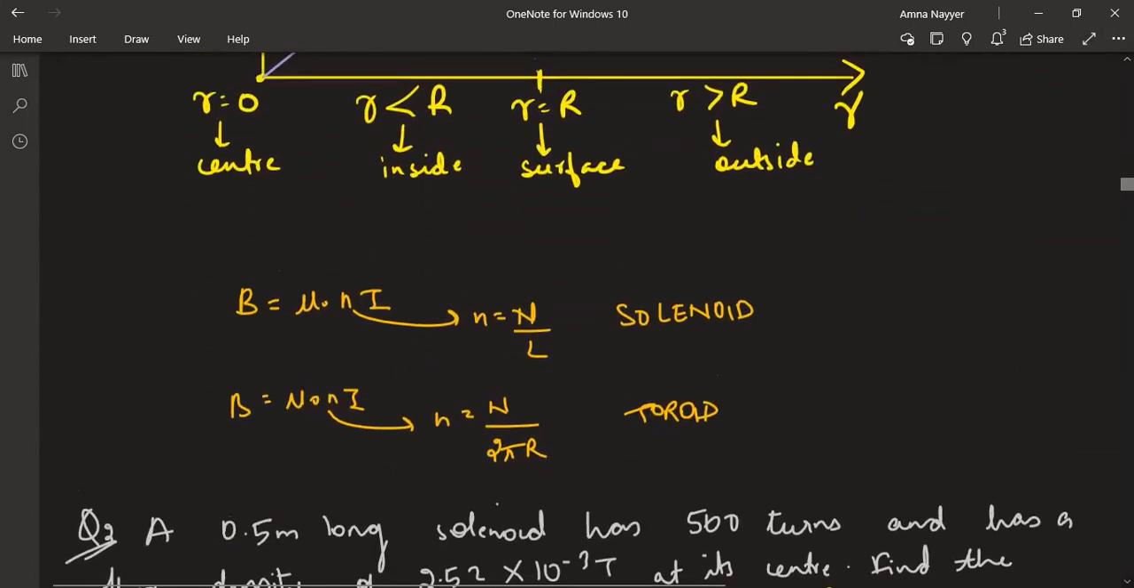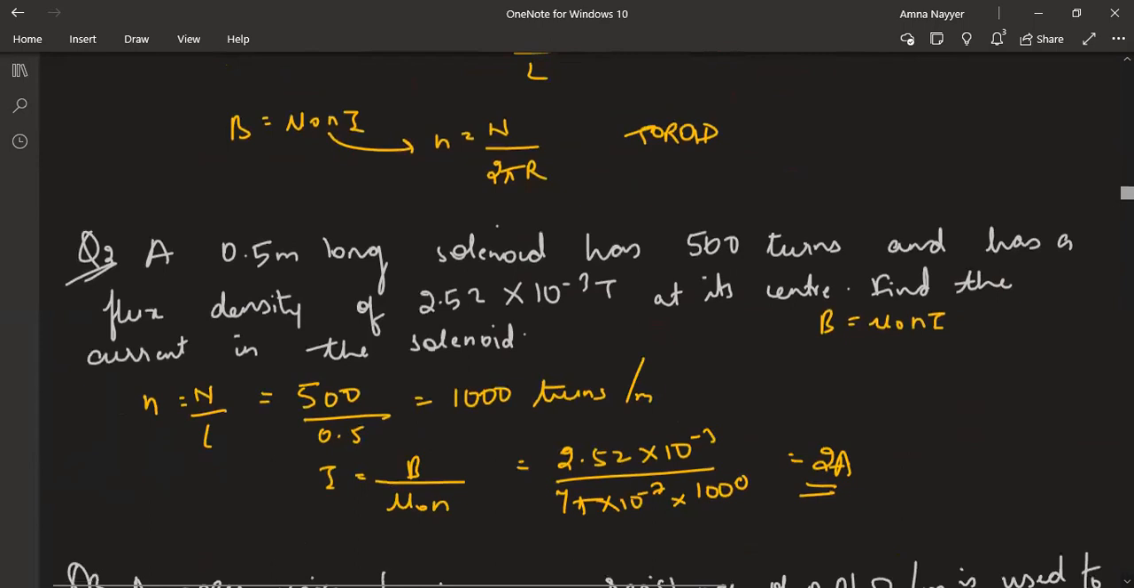Now see, for a solenoid you have the formula B equals mu naught n I, where n is capital N by length, the number of turns per unit length. And if it is a toroid, the formula is the same, mu naught n I, but the value of n will be the number of turns per the circumference of it, 2 pi capital R.